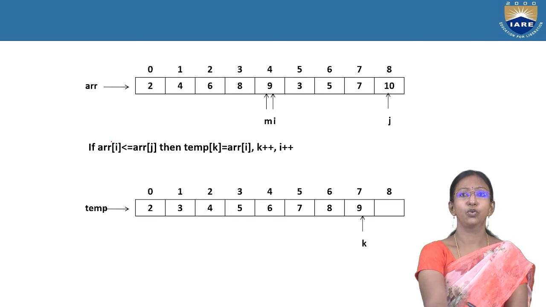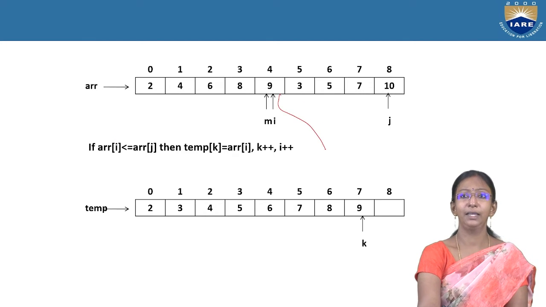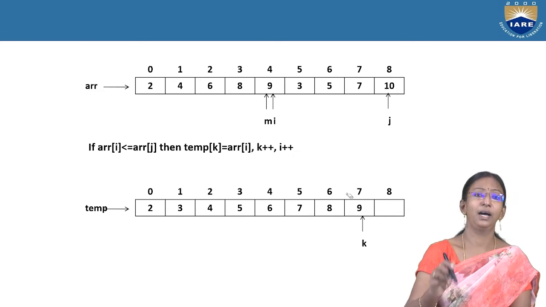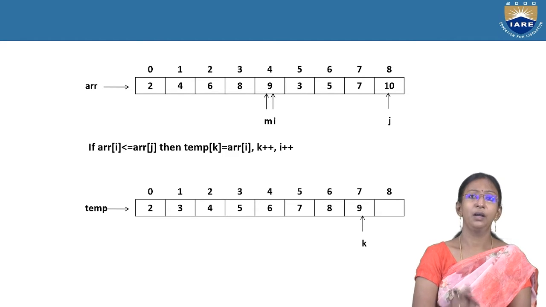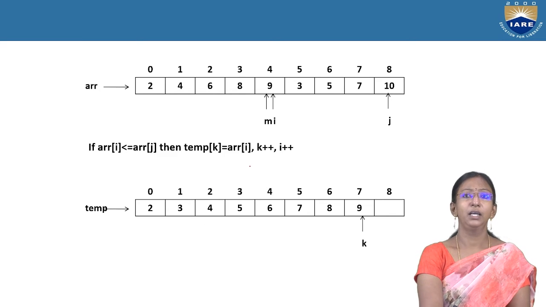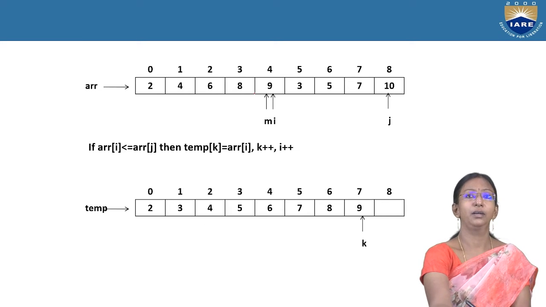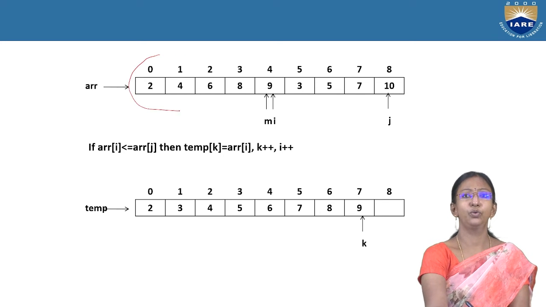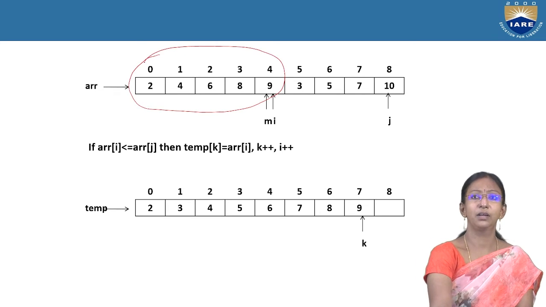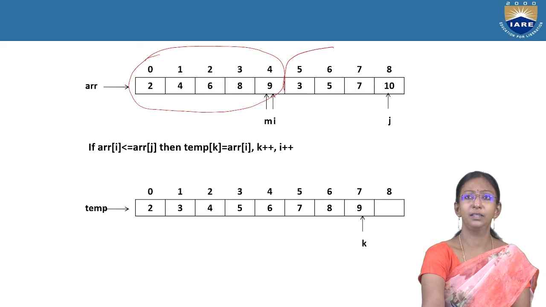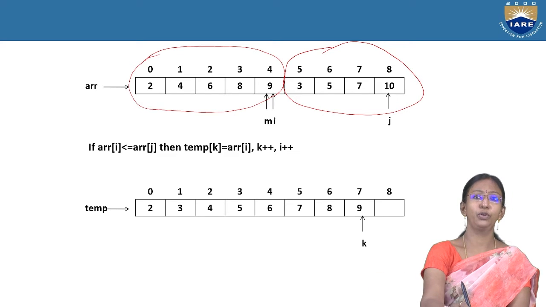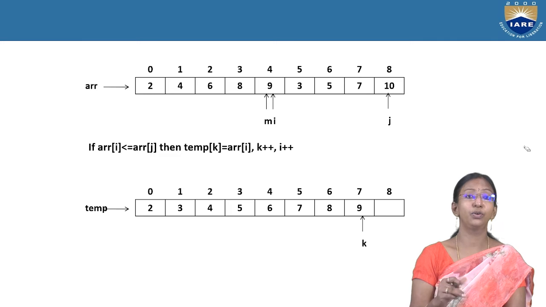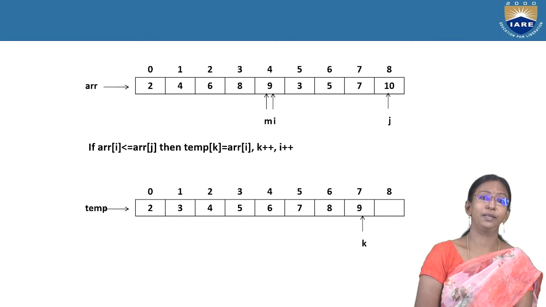Smaller is I, so copy the content of I. As the content in I is being used, you have to increment I. But if you increment I, you're going to cross the boundary. As I said, from 0 to 4 is the left list, and from 5th to 8th is the right list. So if you increment I, you're crossing the boundary of your left list. I is going to point to index value 5.